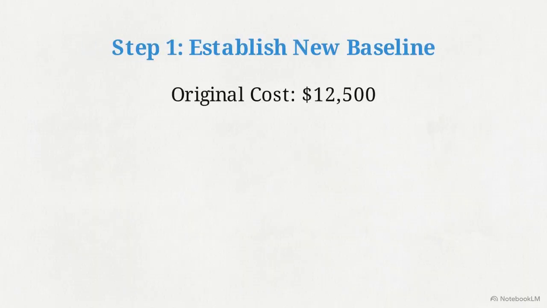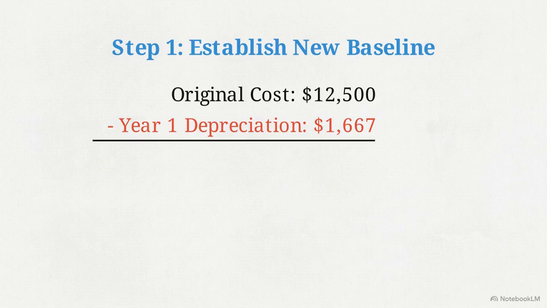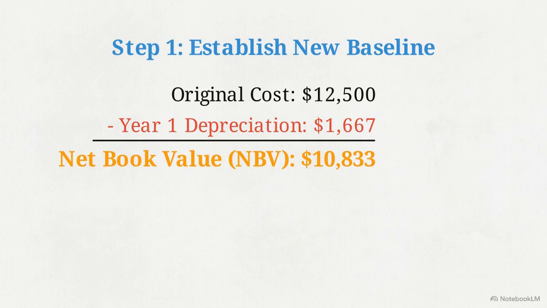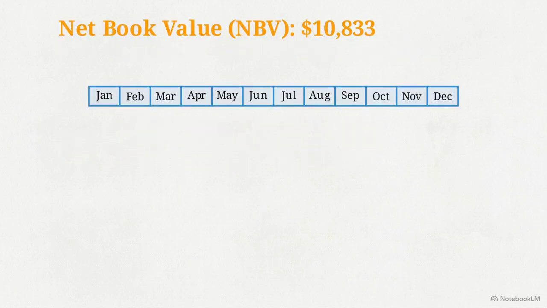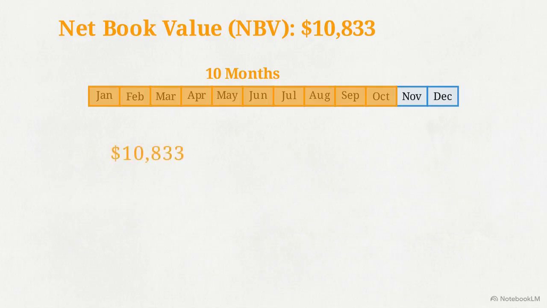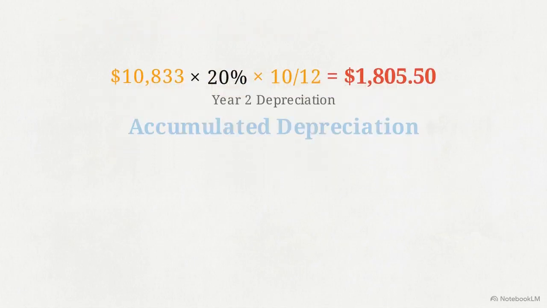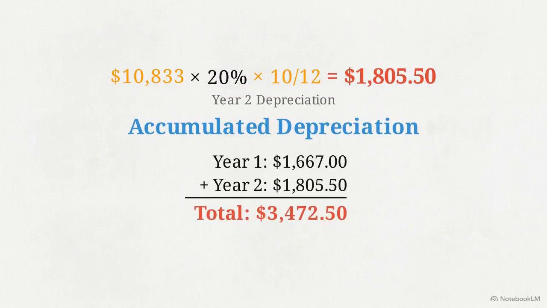Step 1 is establishing the new baseline. We take the original cost and subtract year one's depreciation to find the net book value. That leaves us with $10,833. Next, we account for the disposal date. From January 1st to October 31st is exactly 10 months. We multiply the net book value by 20% and then by 10/12ths, resulting in a final charge of $1,805.50. Adding both years gives us our total accumulated depreciation.